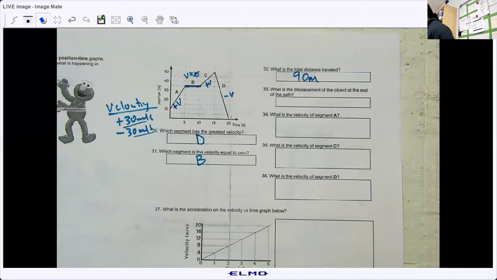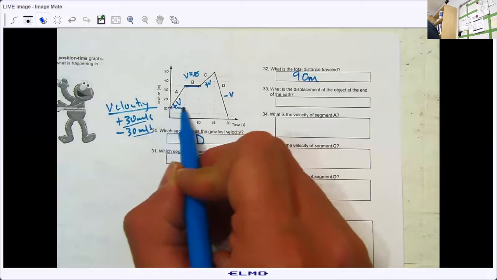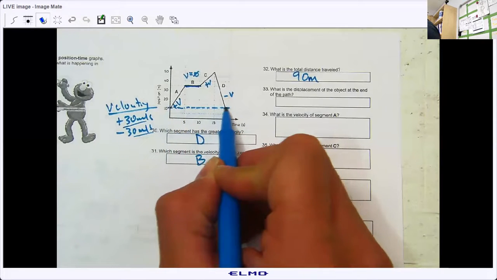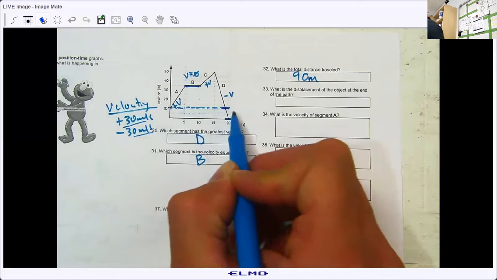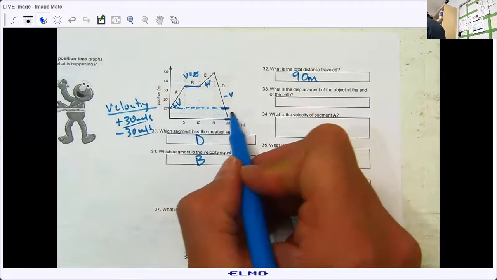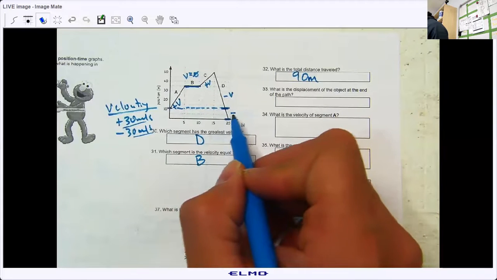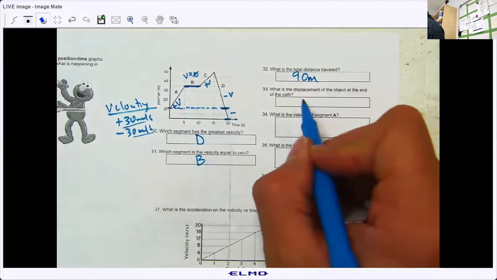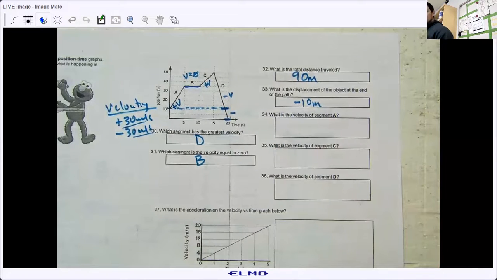It says, what's the displacement of the object at the end of the path? Well, if you started at 10, this is where you started. Where did you end up? You ended up 10 meters away. And what is that? That's negative. The negative tells us direction. So if we ended up 10 meters away, but we ended up in the negative position, we ended up 10 meters away left of where we started.